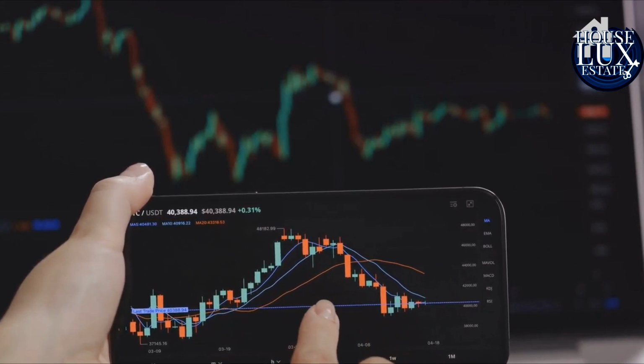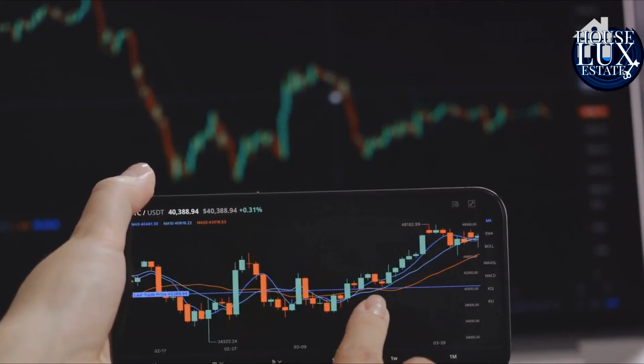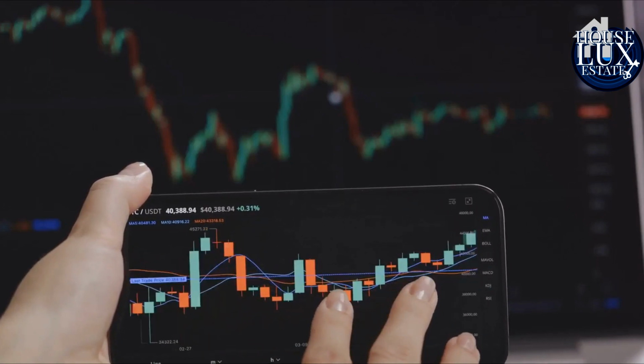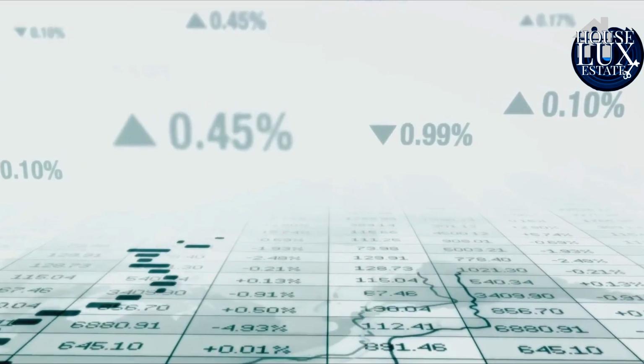In our journey through finance and investment, we've understood the concepts of asset allocation and risk management. Now, let's delve deeper into how these two concepts intertwine.